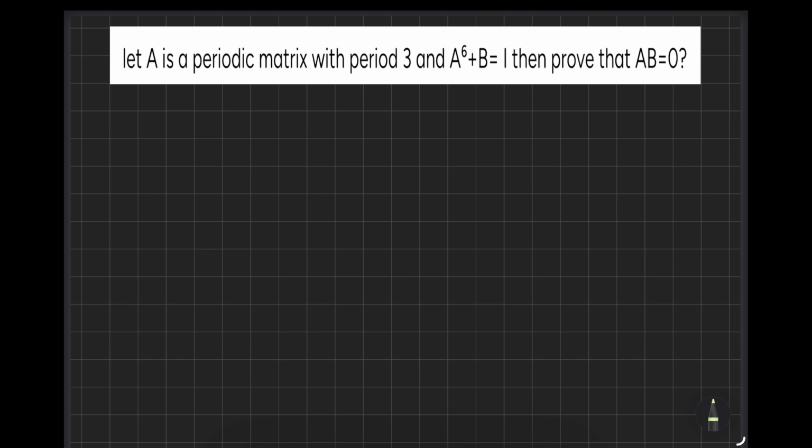So, we are back with a wholesome new question which says: let A be a periodic matrix with period 3. Given that A is a periodic matrix with period 3, can I say, sir, that A power 4 will be equal to A?